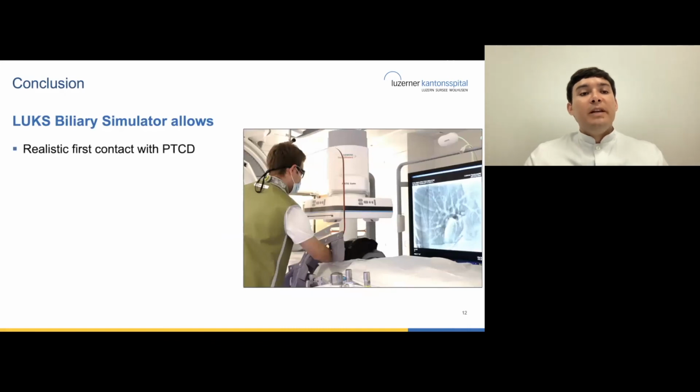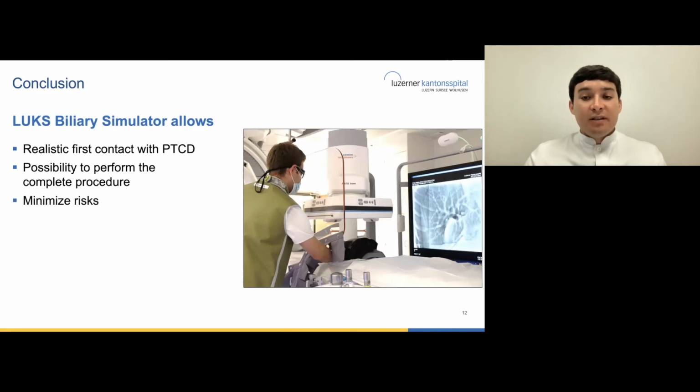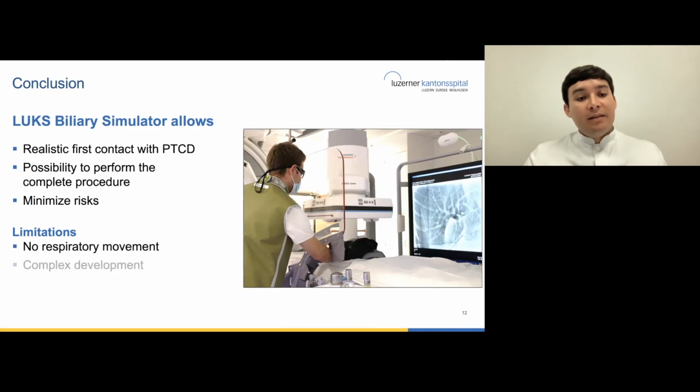So as a conclusion, we believe that our simulator allows a realistic first contact with the PTCD procedure. It allows the possibility to perform the complete procedure from right or left side, and is minimizing risk to the patient, but also for the trainees. The limitations were that this device was not able to simulate respiratory movement, and the complex development of it. The cost was around 2,000 Swiss francs.